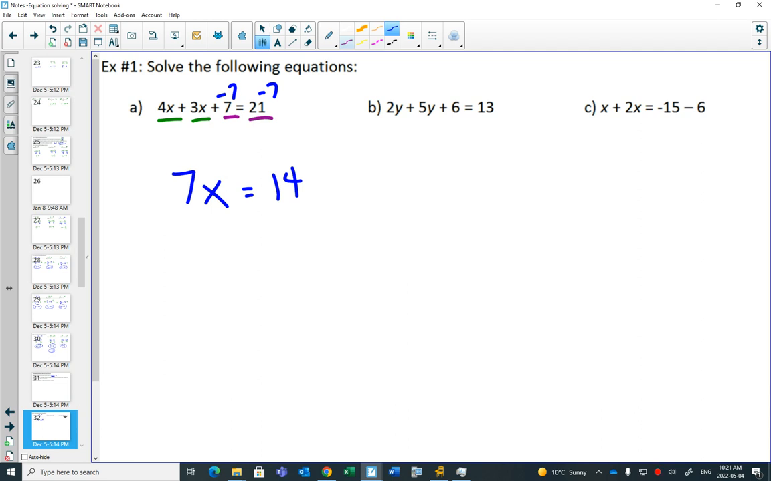And what did it turn it into? It turned it into a one-step equation. What's the opposite of multiplying? Dividing. X equals 2.